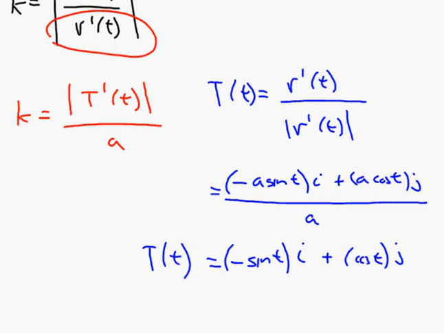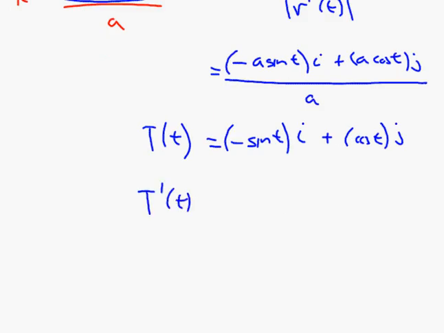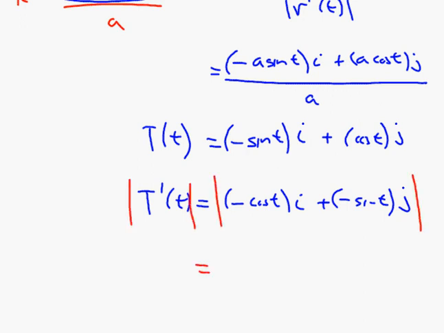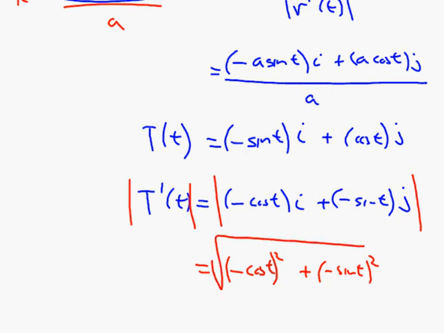Okay, that's not what we want. We want the norm of T prime of t. That's what we're trying to find. So we need to get the derivative of this thing and then take the norm of that result. So here we go. T prime of t would be negative cosine t i plus negative sine t j. And then if I take the norm of that, over here I just get the square root of negative cosine t squared plus negative sine t quantity squared. That's just 1.